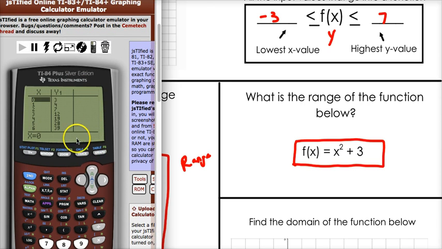And now let's go to our table because we know how to find the range from the table. So what we're going to do is look at the y because we're looking for the range, not the domain, right? So we're going to go look for the y. Let's look at the y's. Now our goal is to find the lowest y first, right? So first we're going to find the lowest y. So we're going to go all the way up.